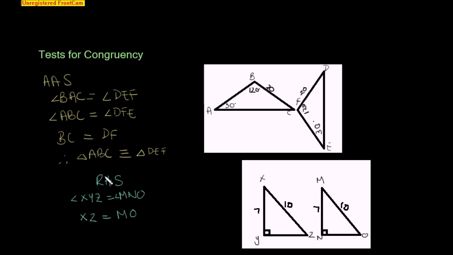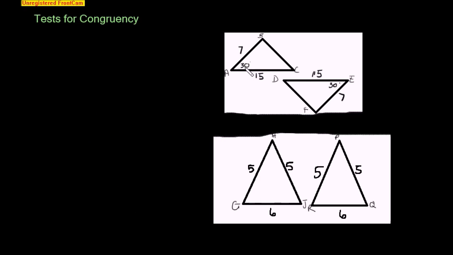So we've done the right angle, we've done the hypotenuse, now we need to do the side. So we've got this side here, XY, is equal to this side here, MN. So we've shown our right angle, our hypotenuse and our side. So therefore, the triangle XYZ is congruent to the triangle MNO.